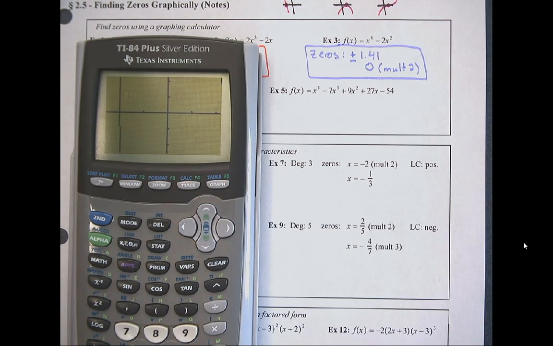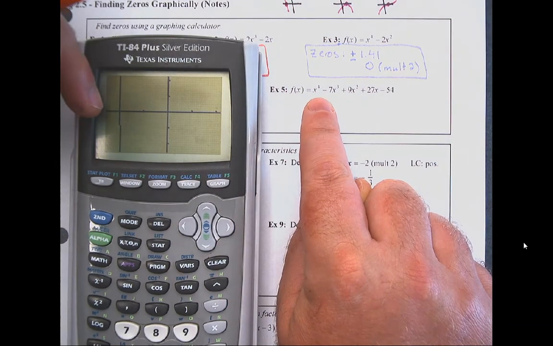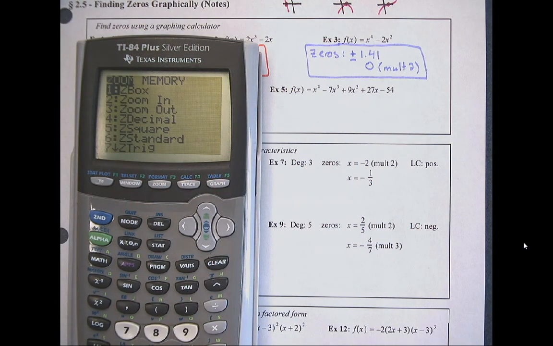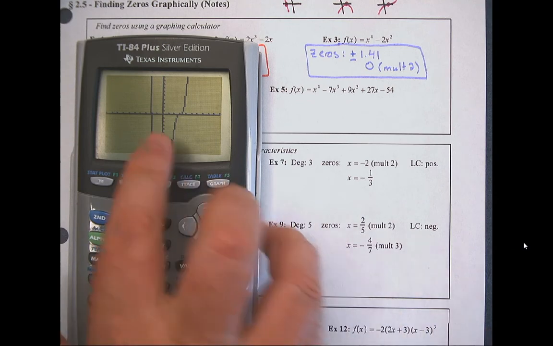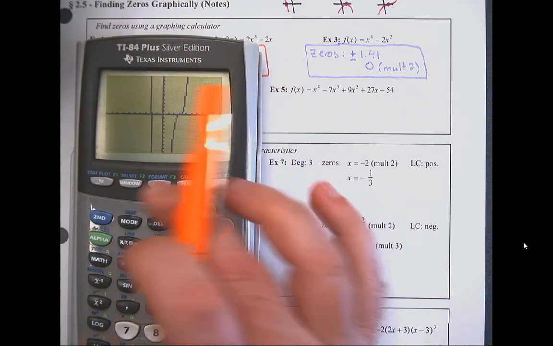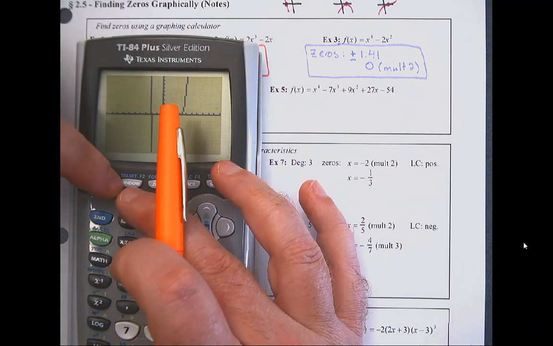Good window, bad window? Bad window. Because I can only see, I know there has to be 4, and that's definitely not a multiplicity 4. So I'm just going to do a zoom 6. Zoom 6 takes you to the standard window, and then you can try to adjust it from there. Yeah, let's close it down a little bit.